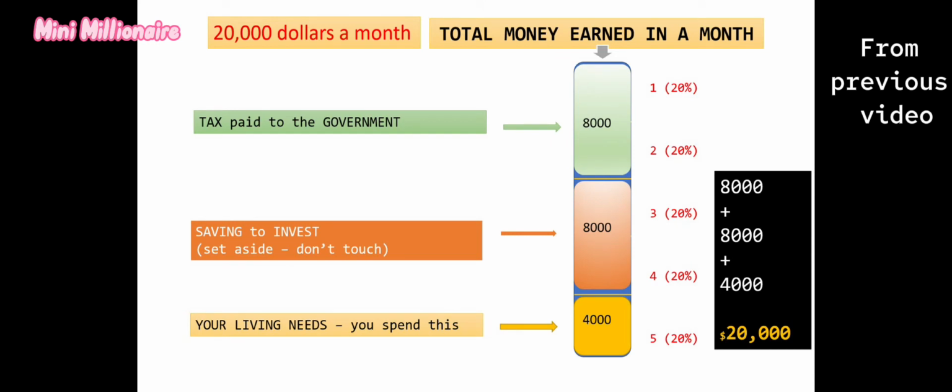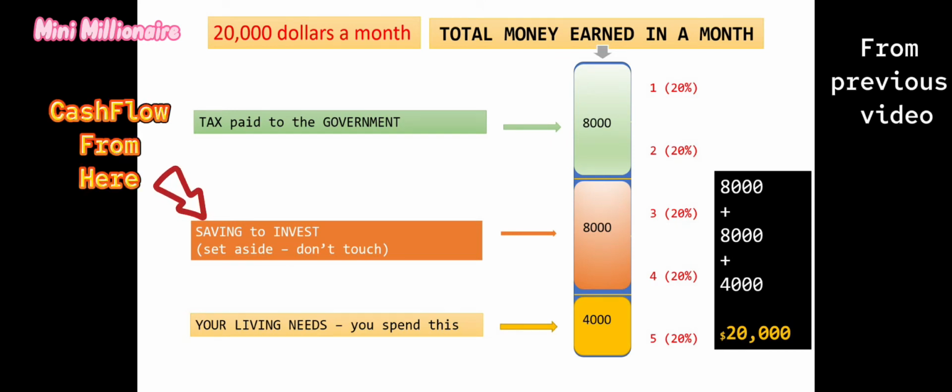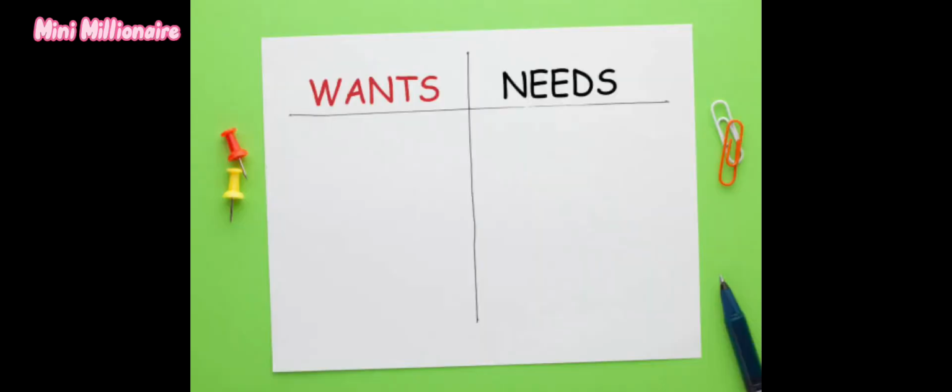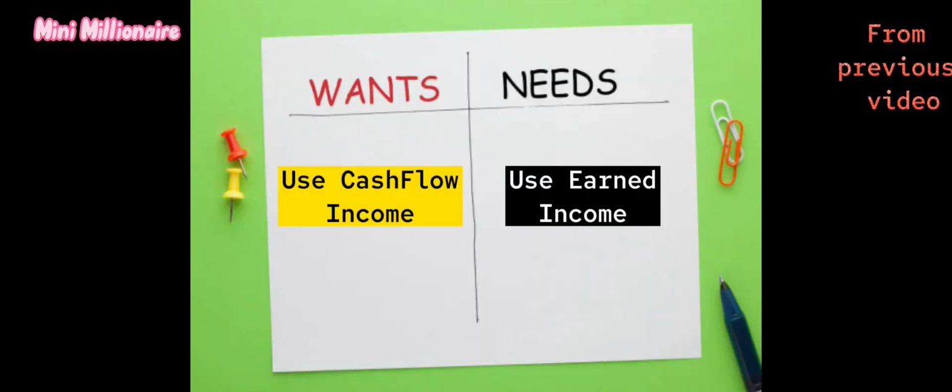Now, here is the answer to the question that we opened in the last video. This profit that we made from our investment is what you can use to buy the new iPhone or take a vacation and so on. We always use the money we make for those kinds of expenses, the kind where we treat ourselves. We should never use earned income for those.